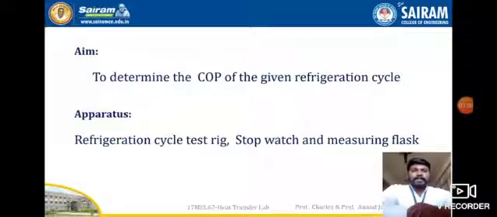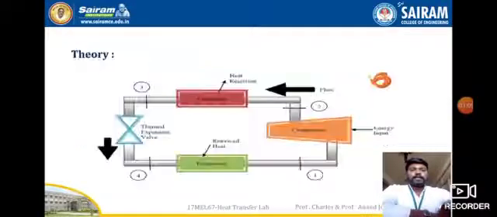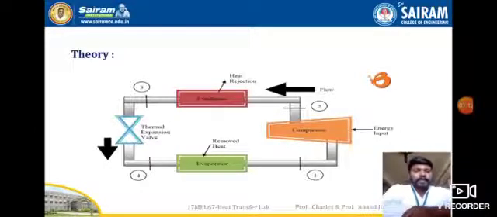The apparatus that we are going to use is the refrigeration cycle tester rig, stopwatch and measuring flask. These are the instruments that we are going to use. Coming to the diagram, a schematic diagram of the refrigeration cycle, here we come across the compressor, condenser, expansion valve or thermal expansion valve, and evaporator.